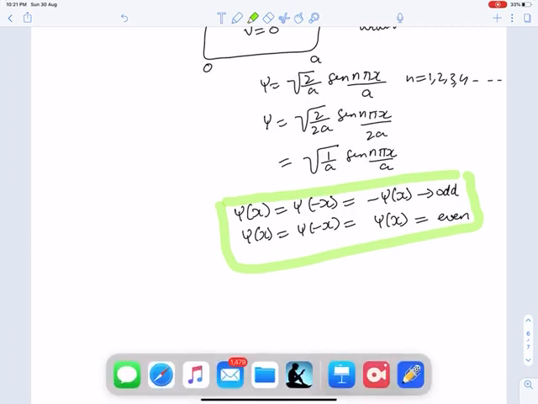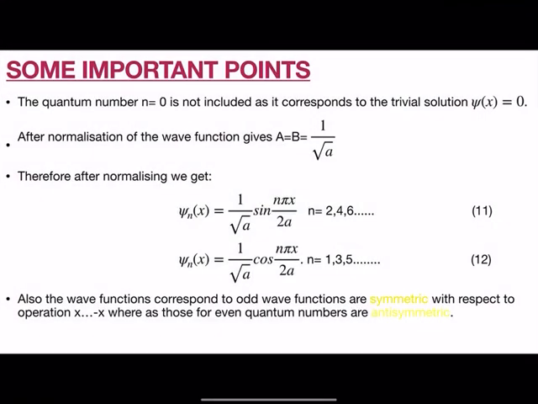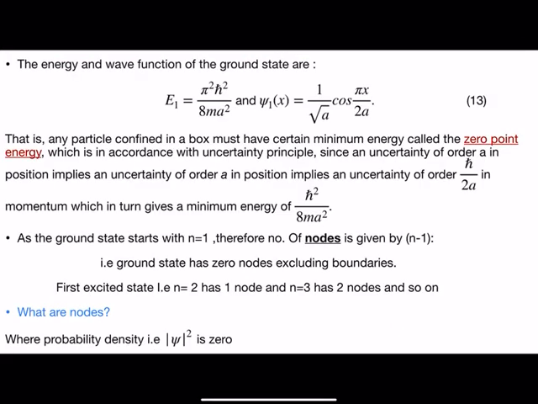Now we will go to our next slide. Here we will talk about the ground state energy. If we give the value 1 in the previous equations, then you will get the ground state energy and corresponding eigenfunction, which you can see in equation number 13.